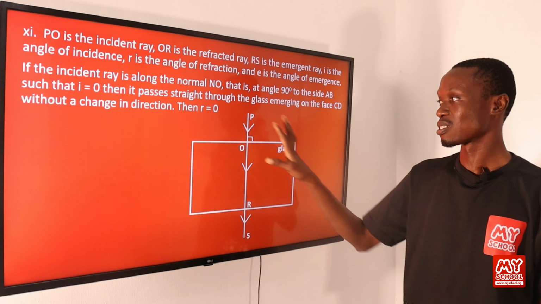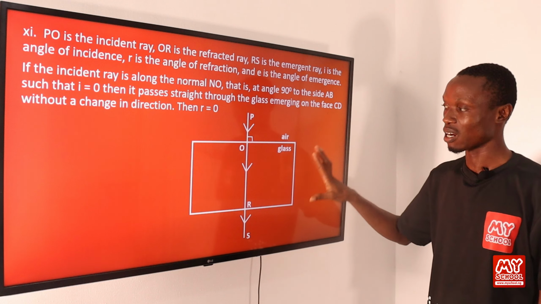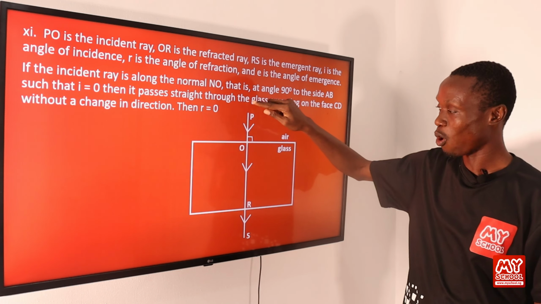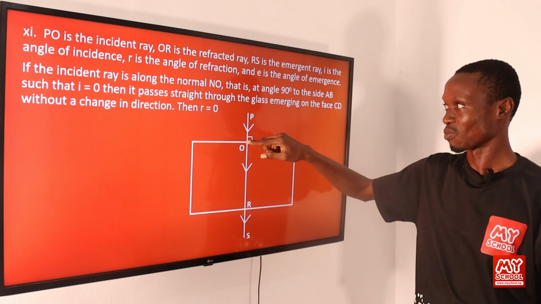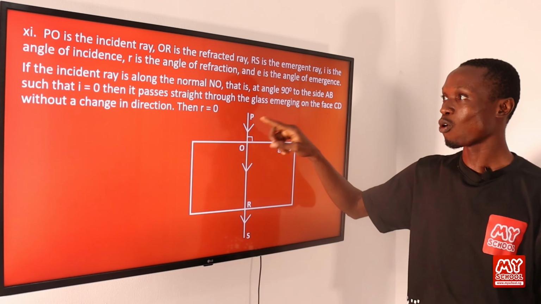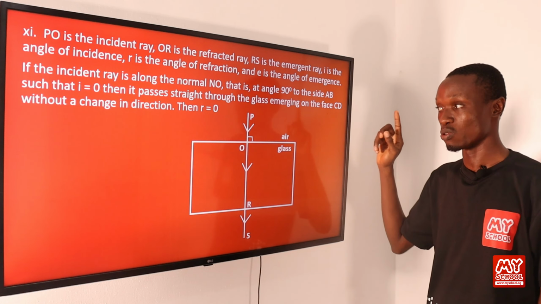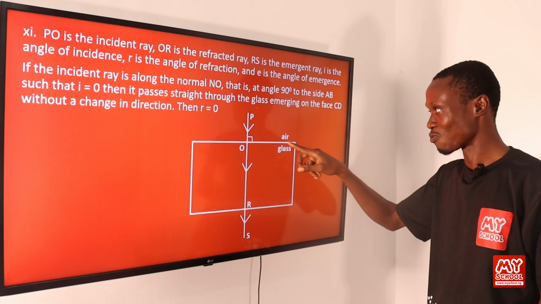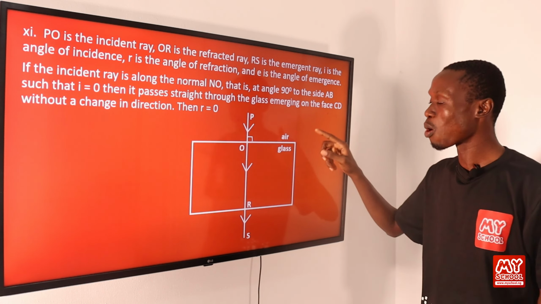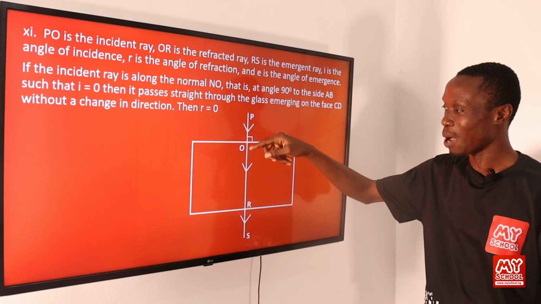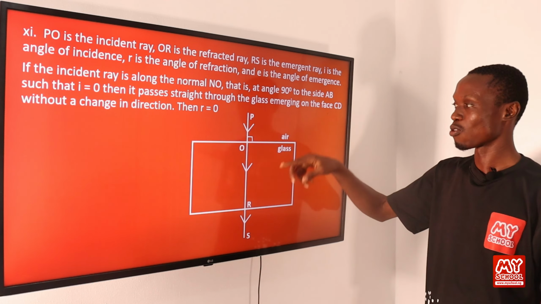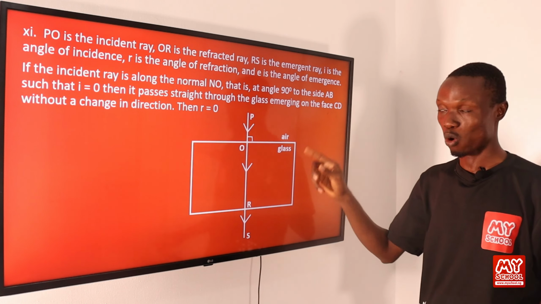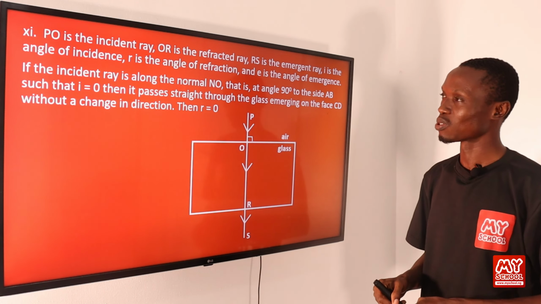So this is typically what this diagram is illustrating. The incident ray and the normal all lie on the same straight line. So in that case, the angle of incidence is going to be equal to 0. And that same ray that was incident normally on this surface is also going to pass straight out of the glass, making the angle of refraction also equal to 0. So let's move to the next slide.